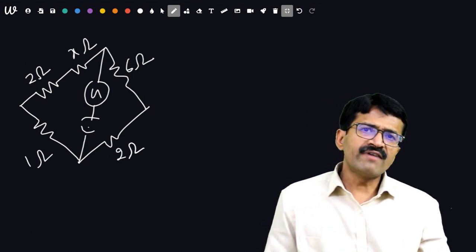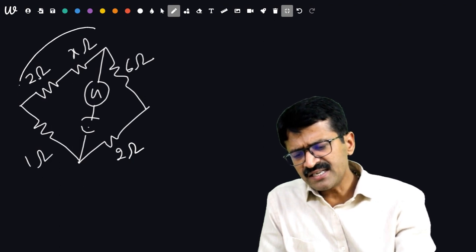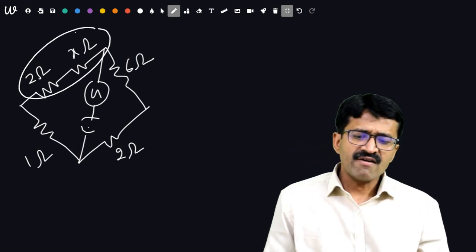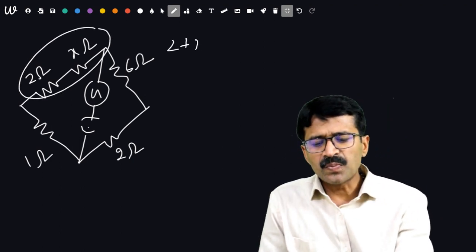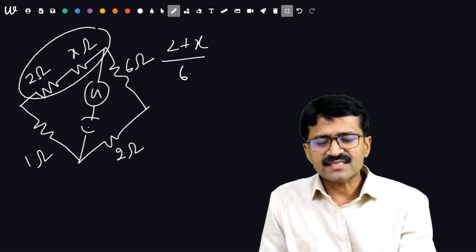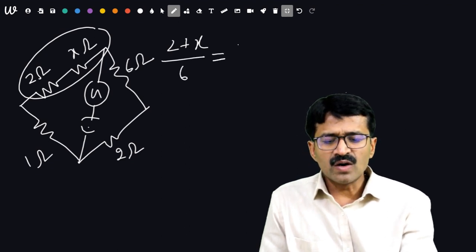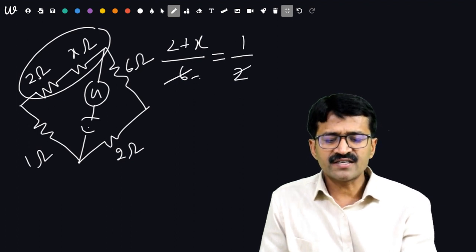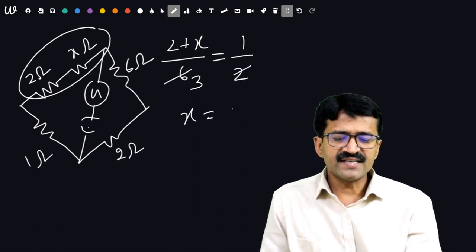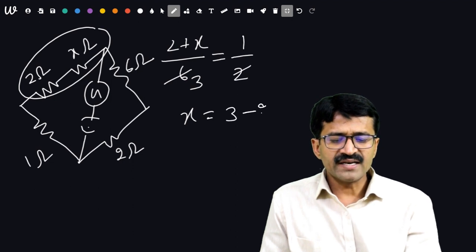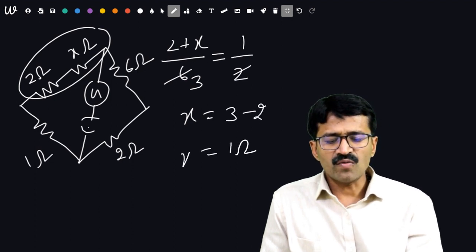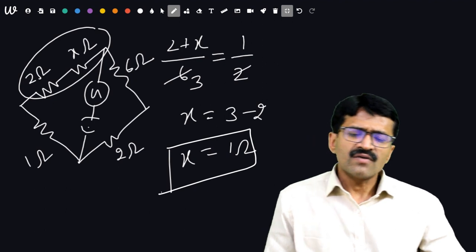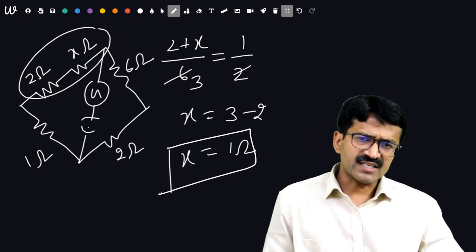Now how to find the value of X? It's very simple. These two are taken in series. Just take them in series. (2 plus X) upon 6, P upon Q, should be equal to R upon S, 1 upon 2. Just solve it. You will have X is equal to 3 minus 2, that is 1 ohm. So it is very useful in several aspects.